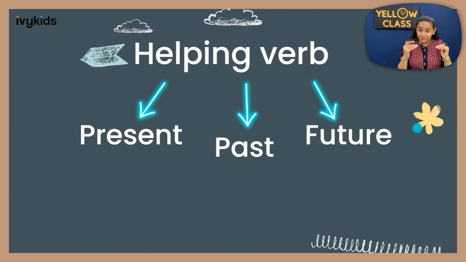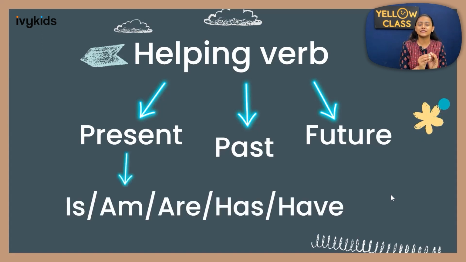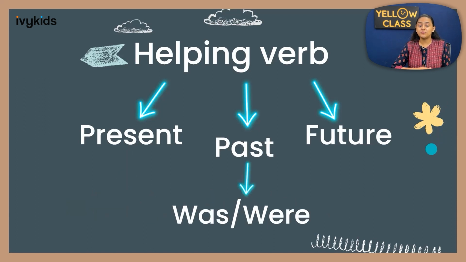Now, we have to understand that helping verbs are of three types. There can be a helping verb from present tense, it can be from past tense, and similarly, it can be from future tense. Now, you must be wondering, ma'am, you did not tell us all this before. Don't worry, I'm going to take some examples from our previous sessions and introduce all this to you. So when we talk about helping verbs like is, am, are, has and have, they are present helping verbs.